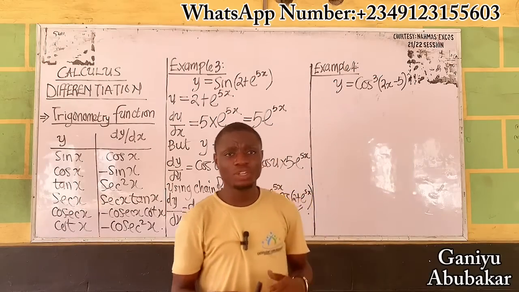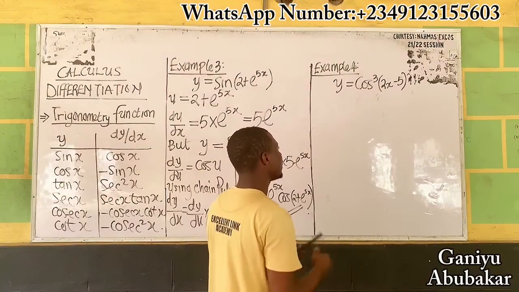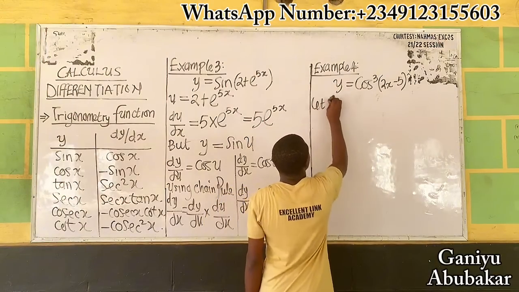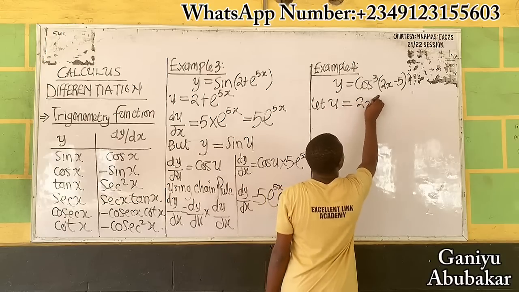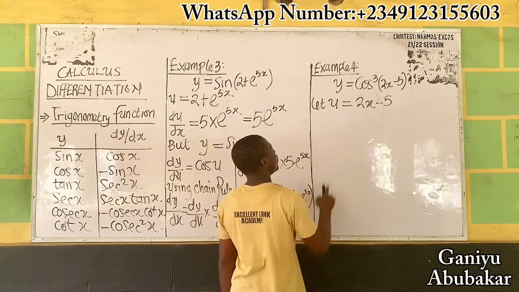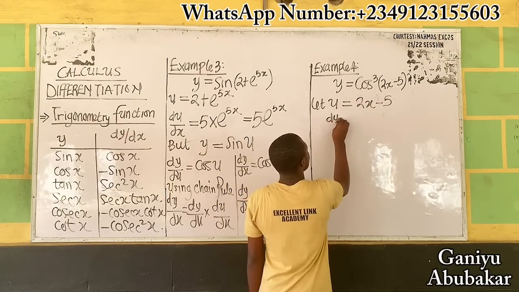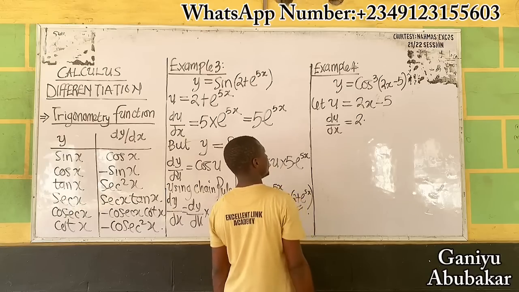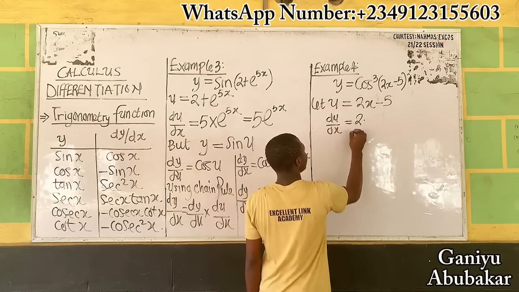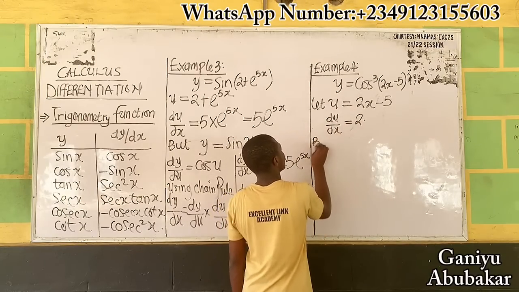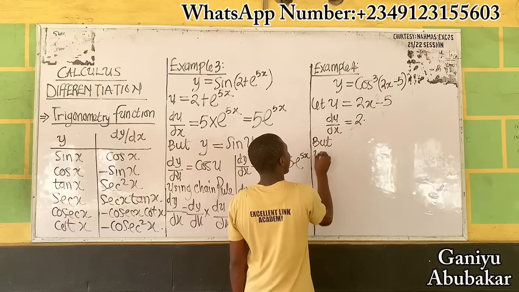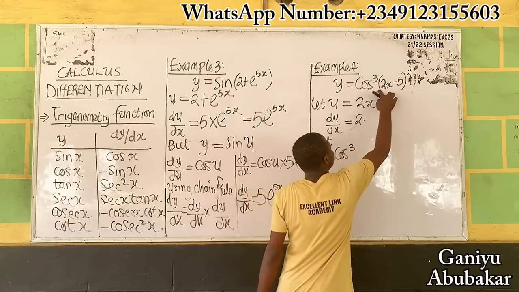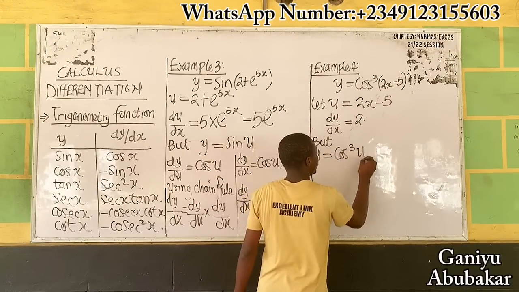How do you differentiate this one? Let's look at this, please. First things first, same procedure. Let u be the term in the bracket, so let u be equal to 2x minus 5. Then du/dx gives us just 2. I'm done. Next, we said y is equal to cos cube. This now becomes u, that's u.